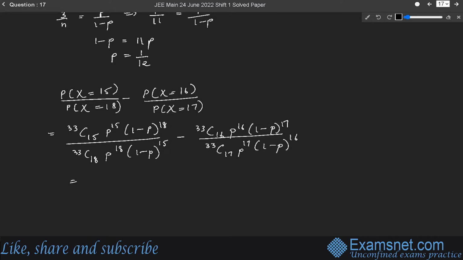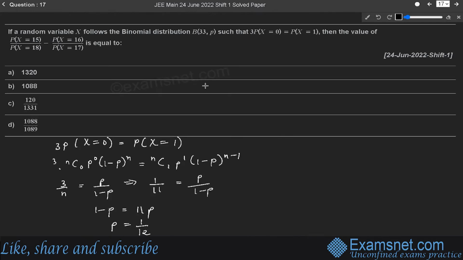So this will be equal to ((1 minus p) divided by p) whole cube minus (1 minus p) divided by p. So it will be 11 cube minus 11. So it will be equal to 1320. Hence we can say that the required answer for this question is 1320, which is option number A here.